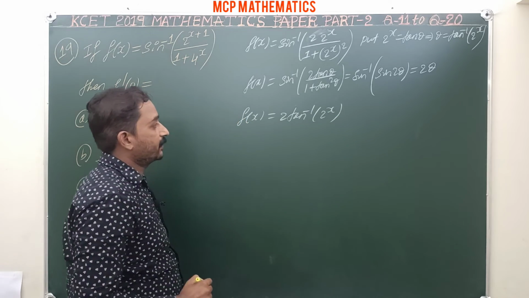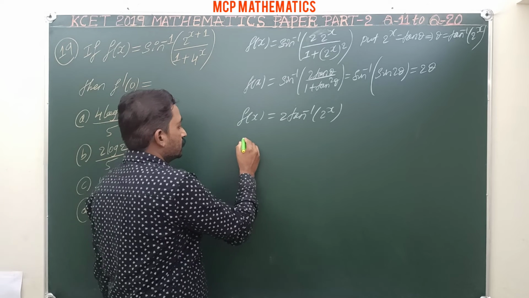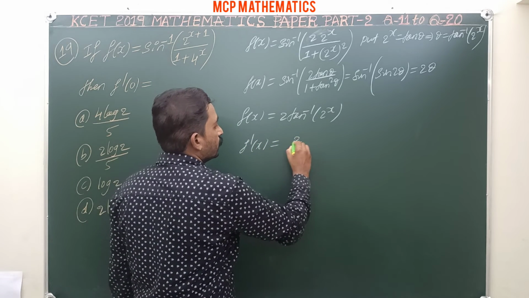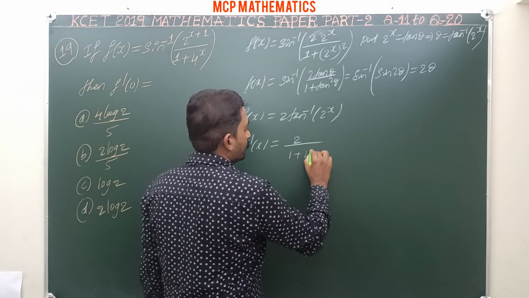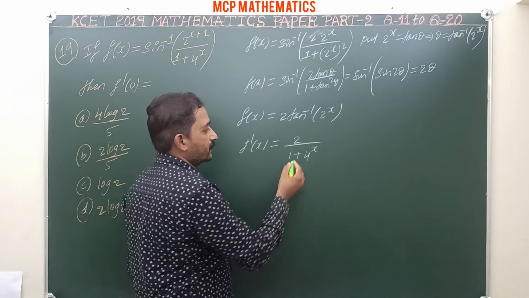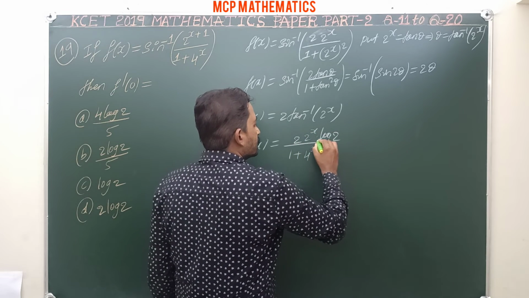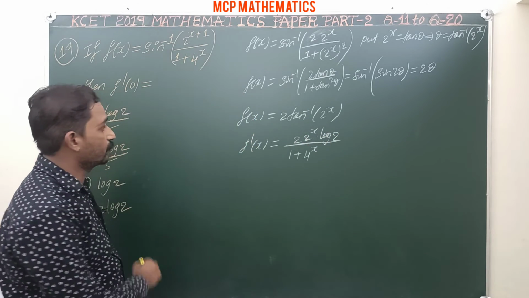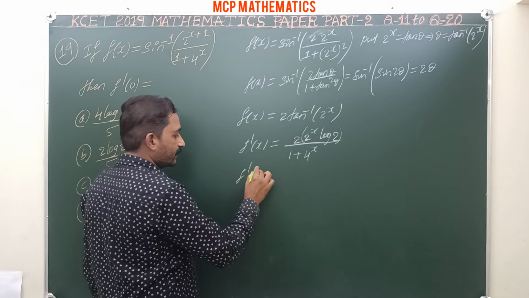Now it is time to differentiate with respect to x on both sides. This is a known form. f dash of x is equal to 2 into the derivative of tan inverse x, which is 1 divided by 1 plus x square, so here 1 plus 4 to the power of x. Again differentiate 2 power x, which gives 2 power x into log 2. This is not the answer, because in this case we need f dash of 0. So put x is equal to 0, and we get the required answer.